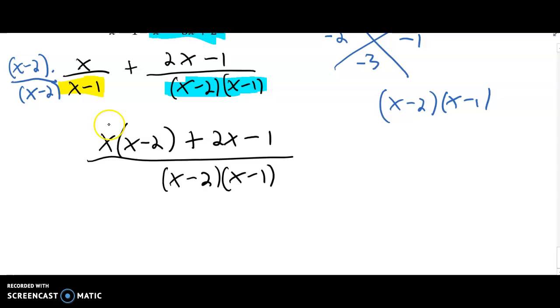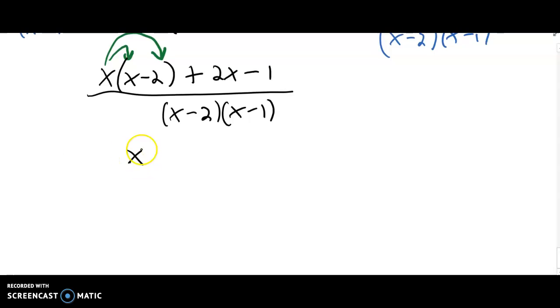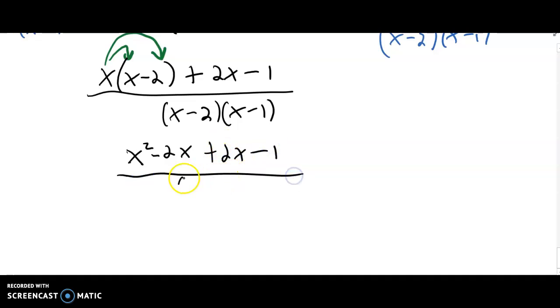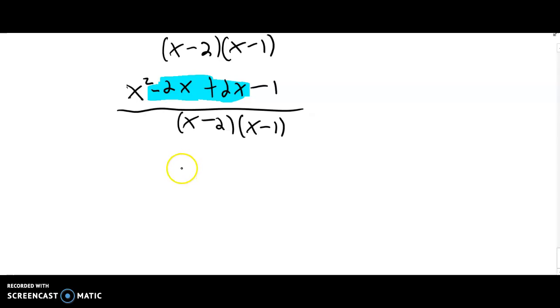Okay, we're going to distribute this guy here. So I've got x squared minus 2x, and then plus 2x minus 1. Denominator has not changed. Combine like terms up top. These will actually just cancel each other out. Negative 2x plus 2x. So I've got x squared minus 1.